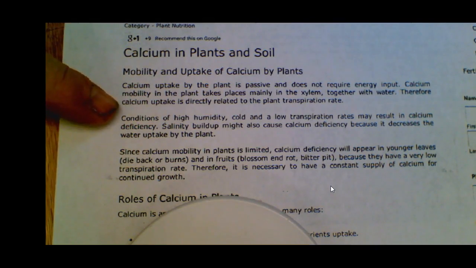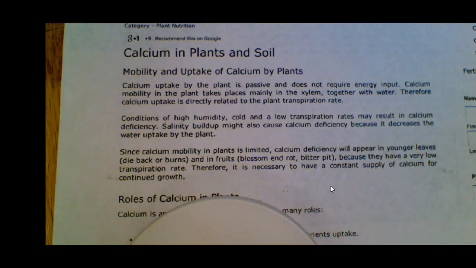So if the plant is photosynthesizing and transpiring, calcium will be taken up by the plant. Where we have conditions of high humidity, cold, and low transpiration rates, because of the slowing of that transpiration rate, you can have a calcium deficiency because it's just not taking it up. The other thing that can cause it would be a salinity buildup, because pretty much the sodium, Na+, and calcium, Ca2+, the salinity buildup can decrease the water uptake by the plant too, because of the nutrient loading.